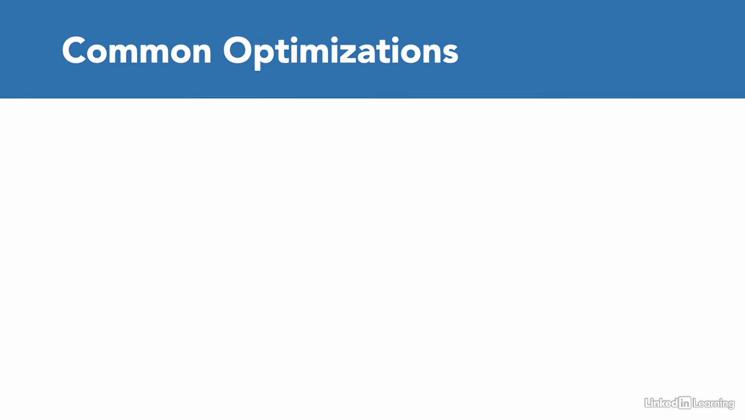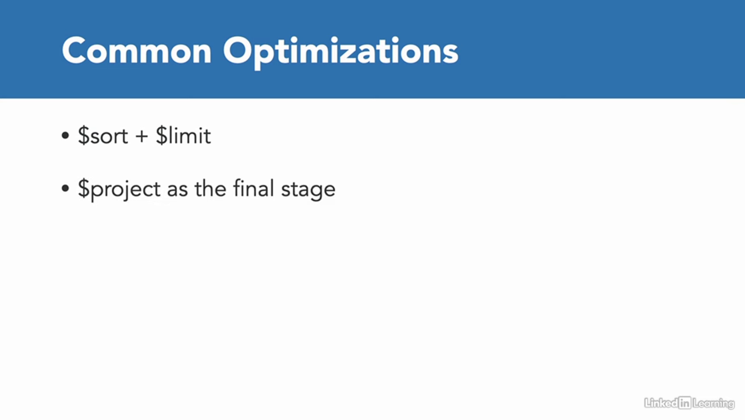Okay, there are a few common optimizations for aggregation pipelines that I want to leave you with. The first one is using $sort with $limit together in that order, because that makes it possible for MongoDB to perform sort operations faster. The second one is to use $project as the final stage. Contrary to what you may hear somewhere else or read, it is not better to project early in your pipeline. You will often hear that projecting away fields you don't need as early as possible will make your pipelines perform better, but this is an anti-pattern that may result in the database not being able to use indexes. If it is possible to project away fields earlier, the optimizer will do that for you. So just put the $project stage as the final stage.